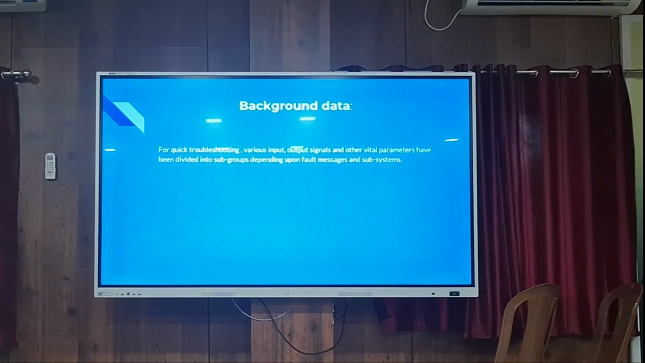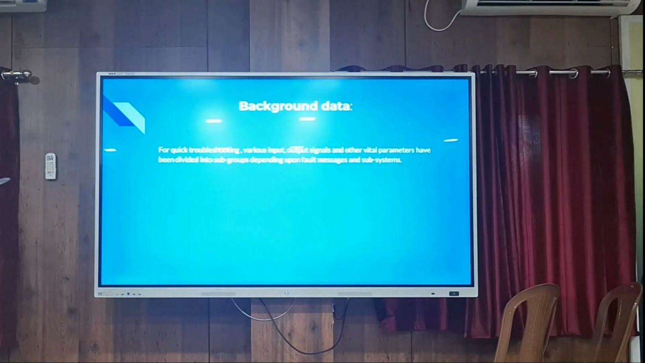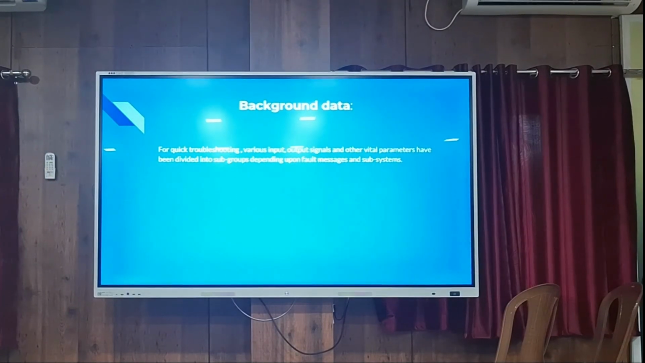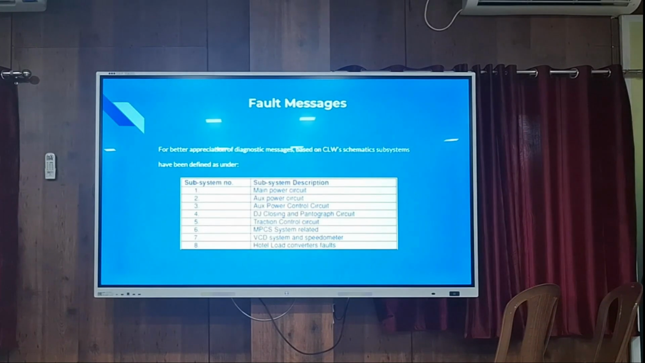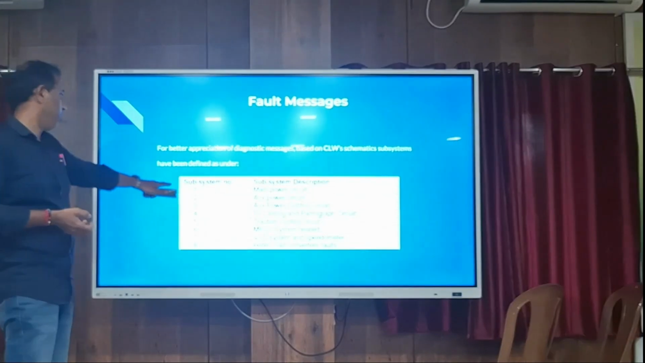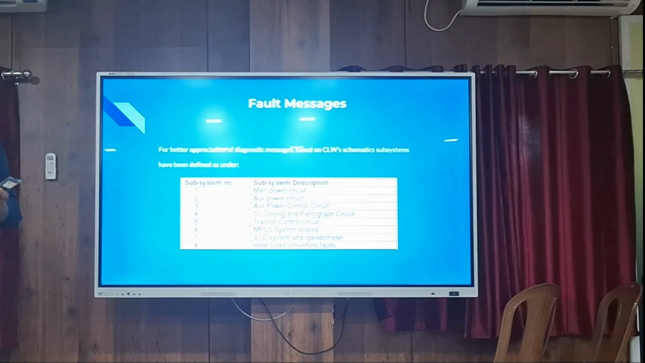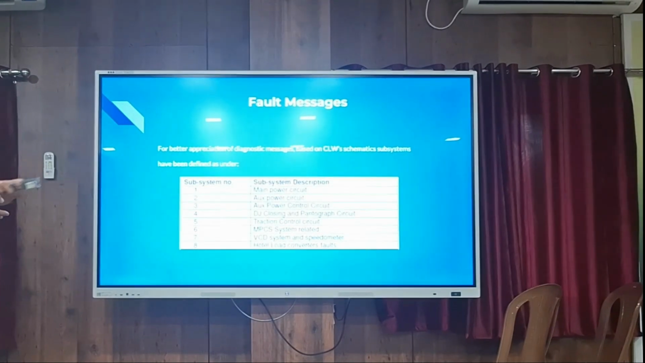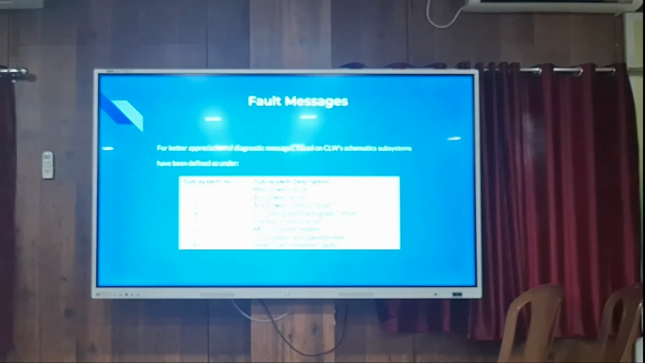For this background data, for troubleshooting, the classification of input and output signals and their grouping, it has been divided into various subgroups. These are the subgroups. Based on these subgroups only, they have defined the fault messages. Subsystem number 1 is the main power circuit, 2 is the auxiliary power circuit, 3 is the auxiliary power control circuit. Like that, 8 control circuits they have defined.